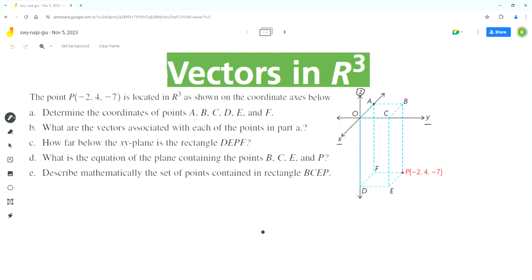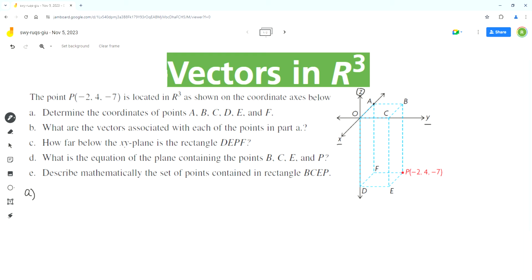So in this video, we'll solve this problem using the concepts of vectors in R3. The point P is located in R3 as shown on the coordinate axis below. Let's start with part A. Determine the coordinates of points A, B, C, D, E, and F.